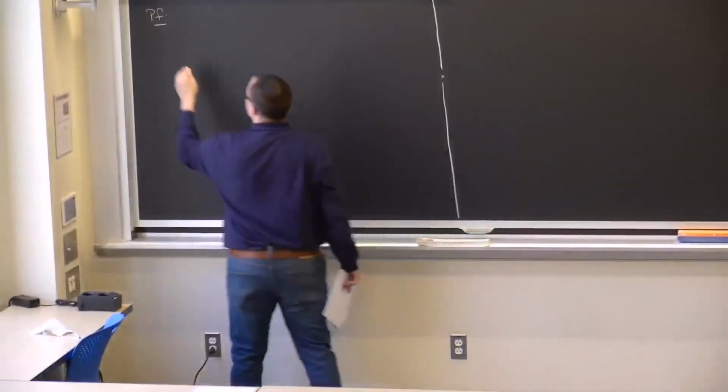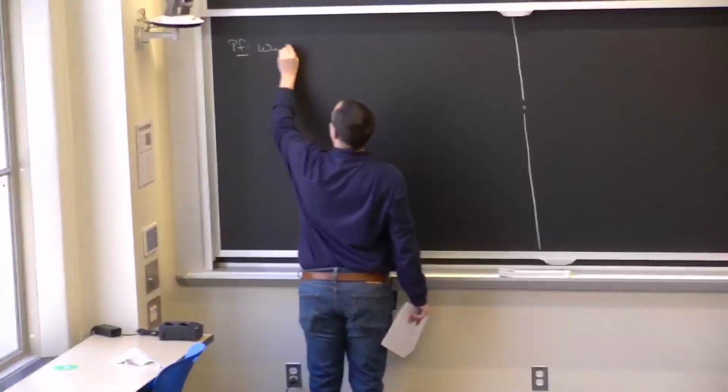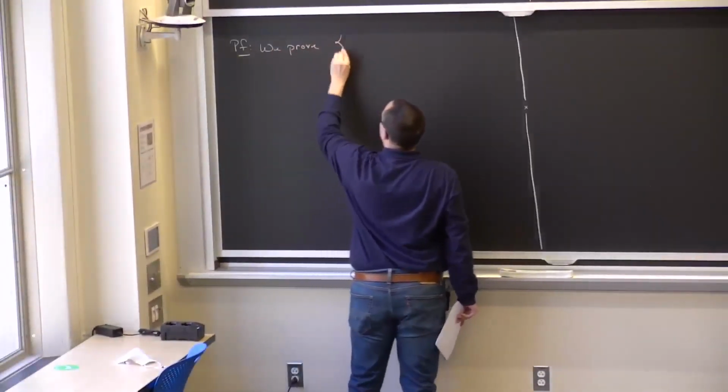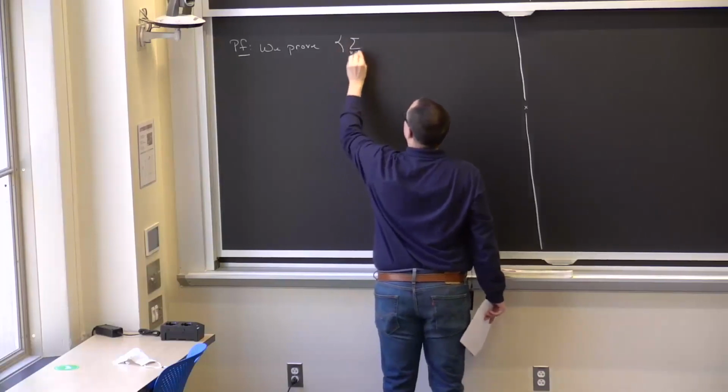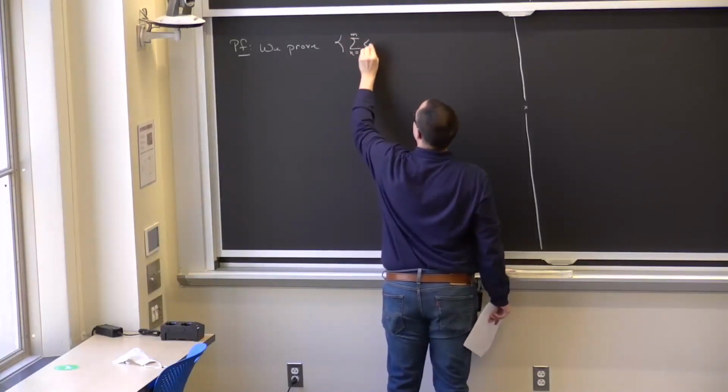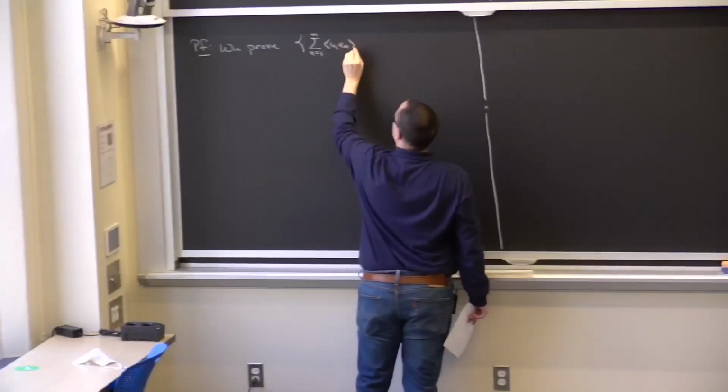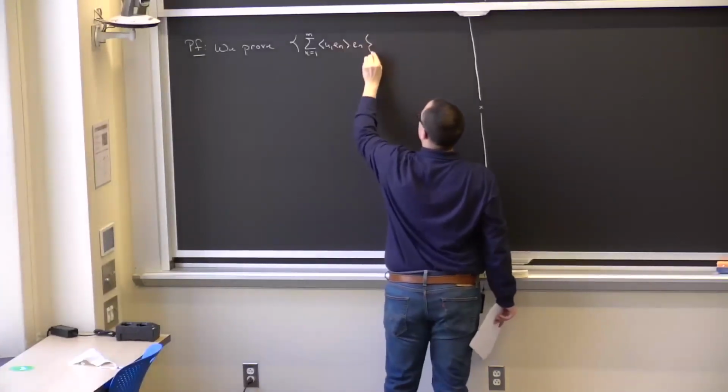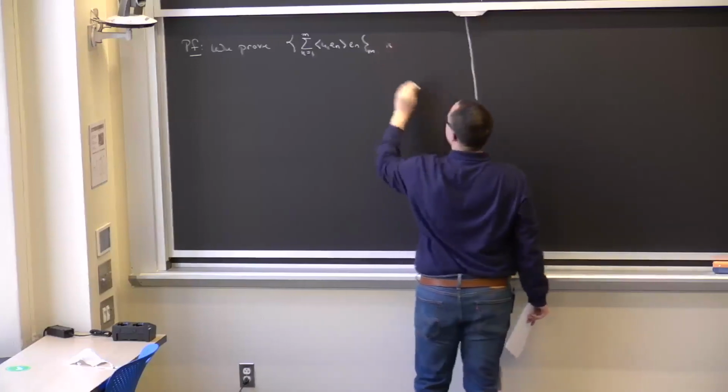So we first prove that the sequence of partial sums is Cauchy.